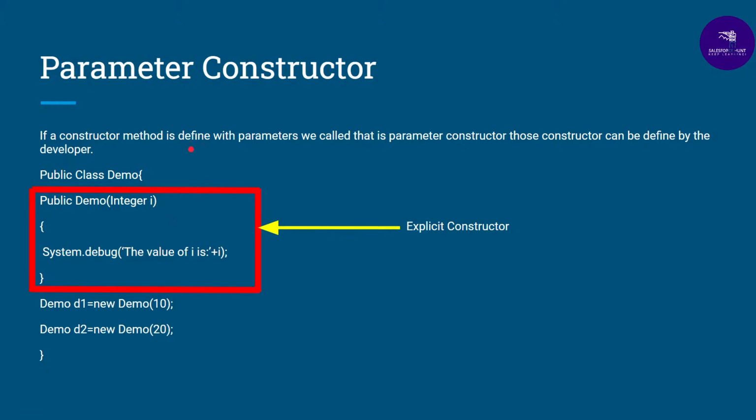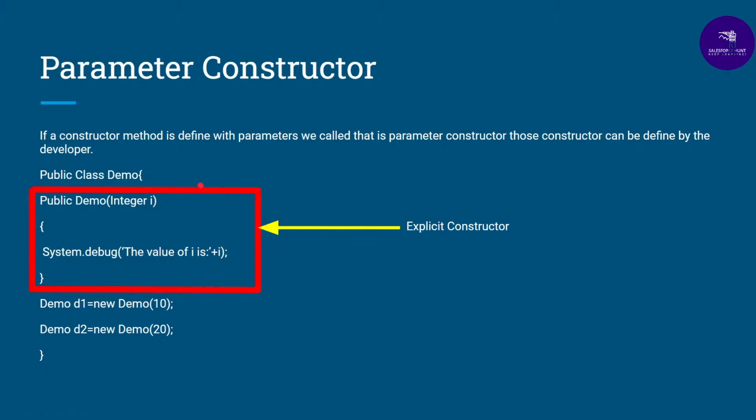Here you can see it is defined with a parameter, that is the meaning here. So that is a parameter constructor. Those constructors can be defined by the developer. Okay, so we can define it ourselves. Here we have public class demo. Under public class demo you can see my constructor name, which is demo, and it has one parameter, an integer, right? So here we can print this as well. That is called an explicit constructor. This highlighted area is the explicit constructor.